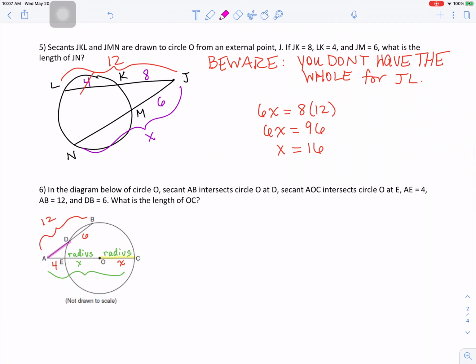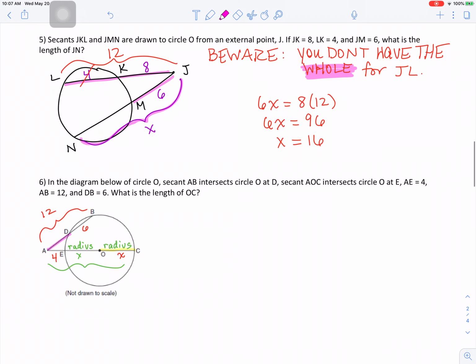They gave me 8, 4, 6, find JN. Right, so a lot of kids will do 8 times 4 equals 6 times X and get it wrong. That's an incorrect relationship. You don't have the whole piece for JL. How do you get it? I like to make this big bracket so I don't forget to get it. You'll see I have the bracket everywhere along. You're going to add 8 and 4 to get that whole piece.